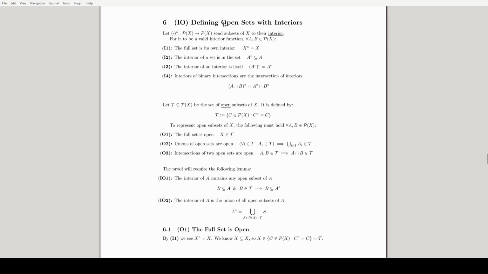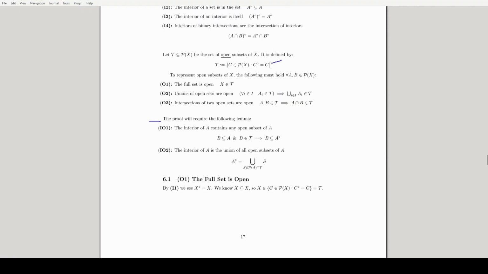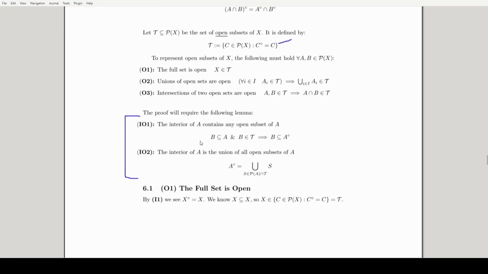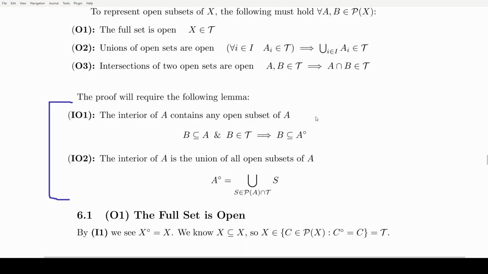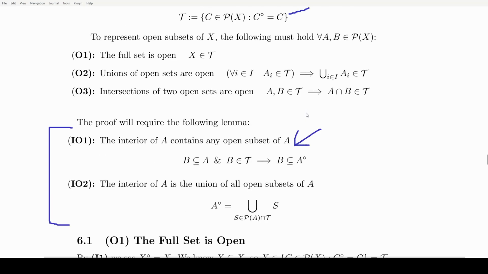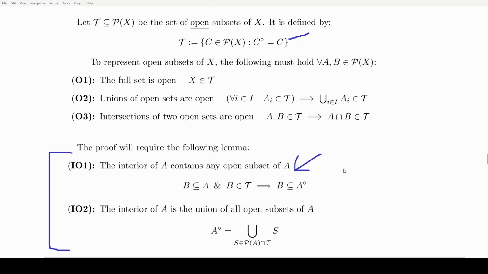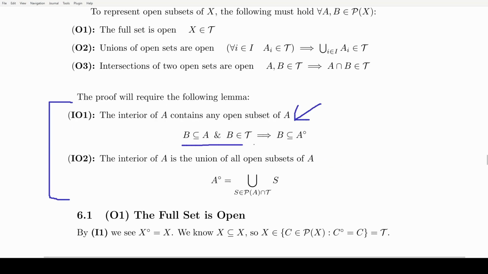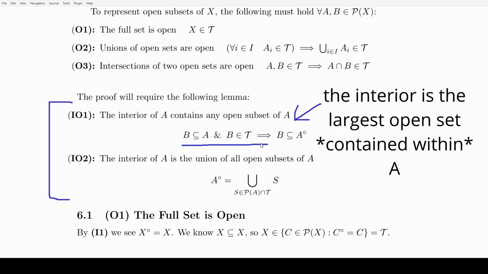And then last we have defining open sets with interiors. So again, it's open if it's equal to its interior, and our lemmas are these. This is saying that the interior is the largest open subset contained within A. So that's sort of what this is saying, similarly to how the closure is the smallest closed set containing A. The interior is the largest open set contained within A. Or yeah, I think I said that right.